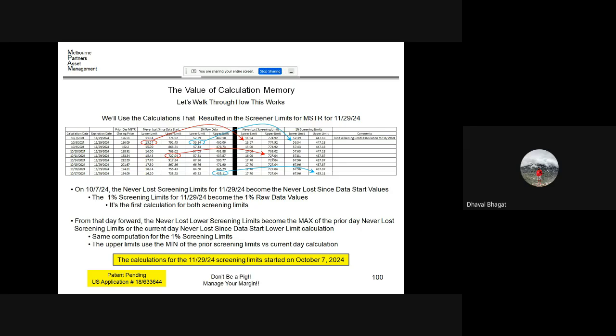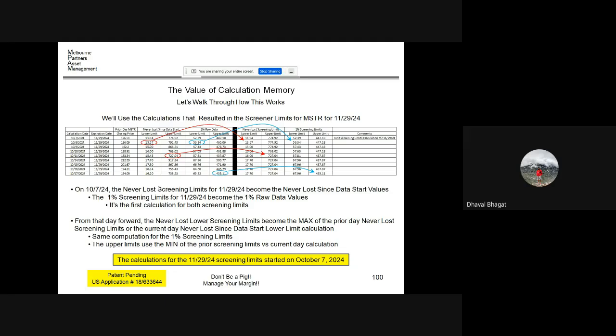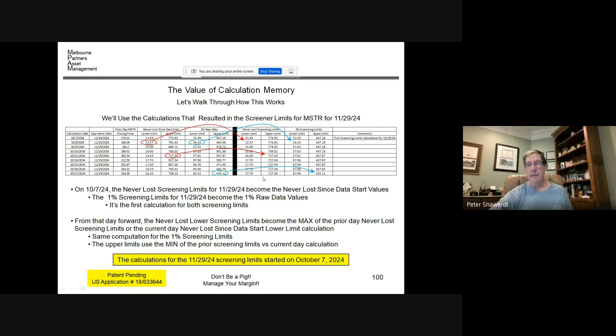Yeah, I was just looking at it from a trading perspective. For SPX at least, I have been taking the never-lost level since 1962, whenever the put spread opportunities arrive. What I'm hearing is whether I should take the higher of either that or whatever that never-lost screener limit might be.